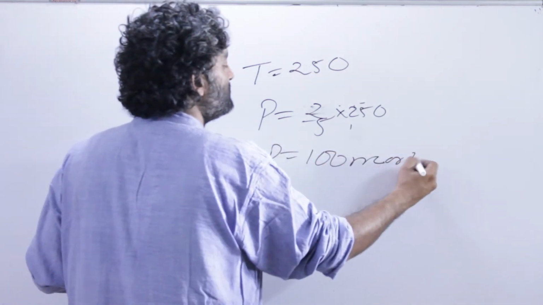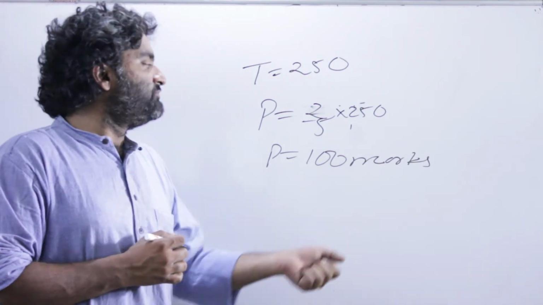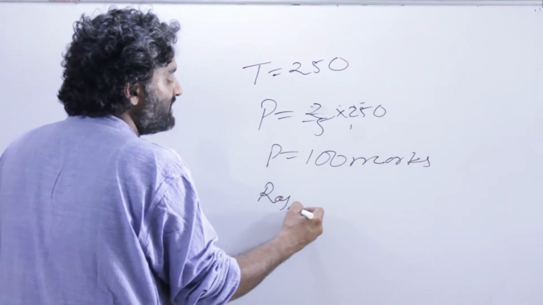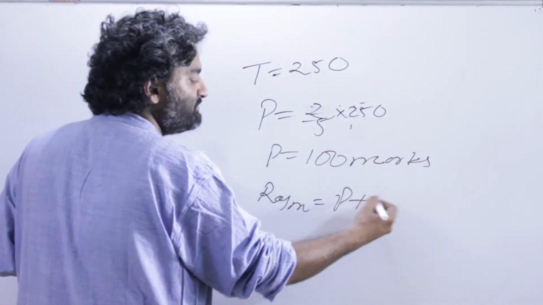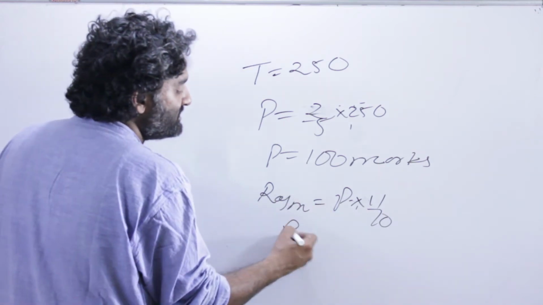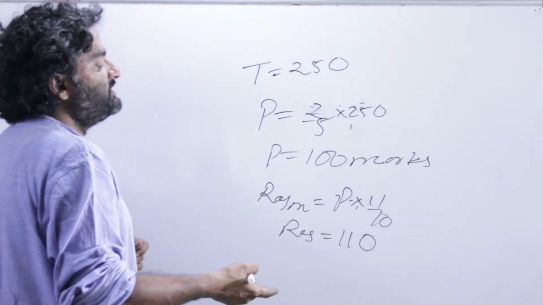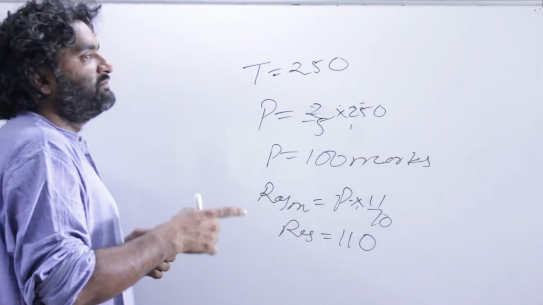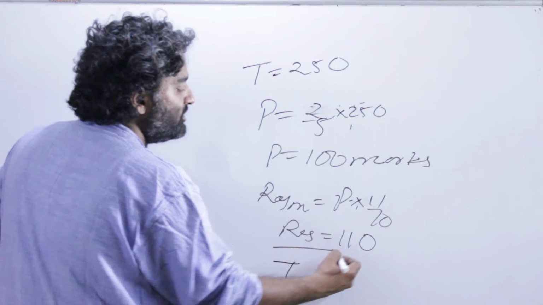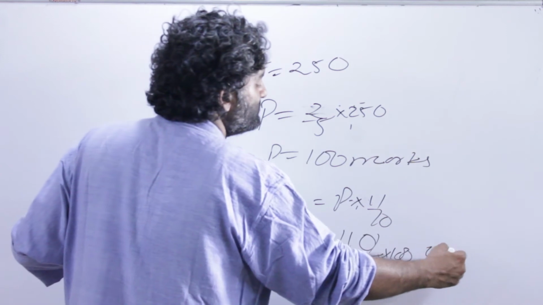Now, he says he's got 10% more than the passing marks. So Raj's marks are 10% more than this. So P plus 10%, or 11 by 10 of P, right? So Raj has scored P into 11. P is 100, he scored 110. But that's not the question. The question is, what is his percentage mark? So basically you have to do Raj divided by the total, or 110 divided by 250 into 100. You will get the answer as 44%.